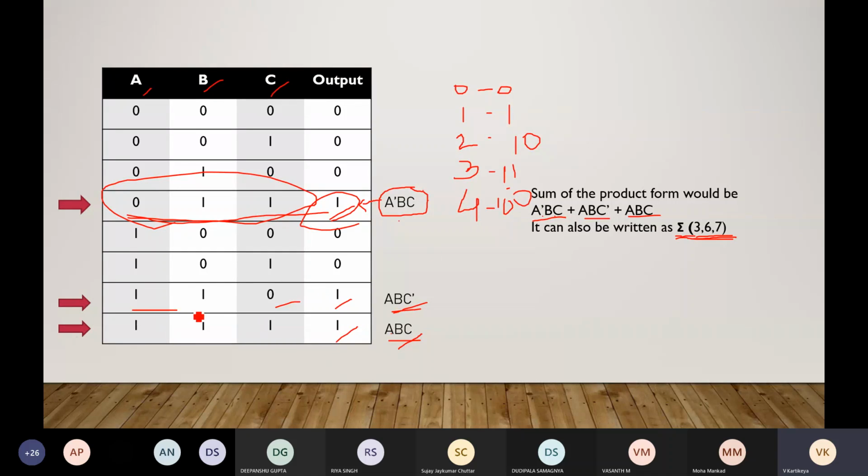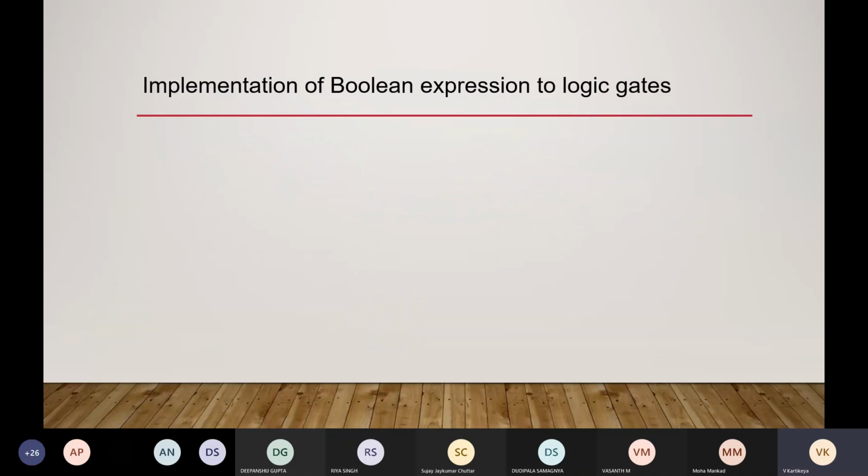So you get this as the binary equivalent of 6. This is the binary equivalent of 7. And this is the binary equivalent of 3. So you basically write it as sigma of 3, 6, 7. Now, this is how you convert truth tables into Boolean expressions.